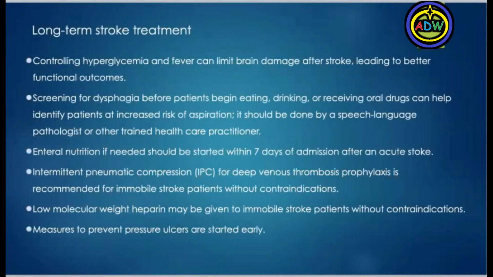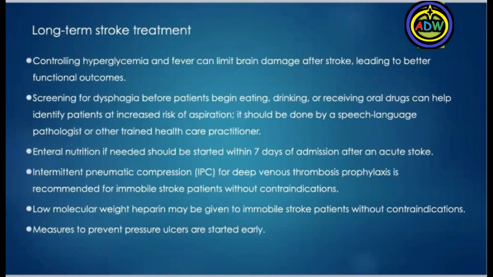Long-term stroke treatment. Of course, we have to manage hyperglycemia. We have to control hyperglycemia and fever, because hyperglycemia and fever usually lead to poor prognosis.